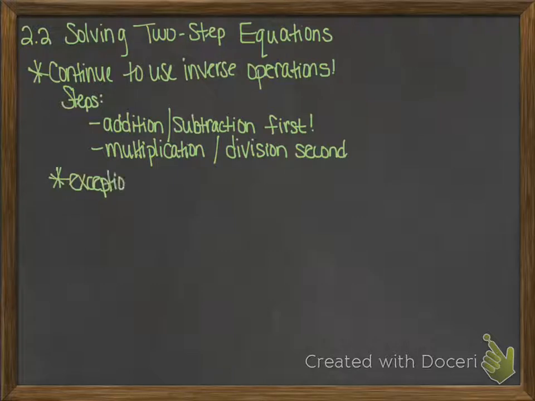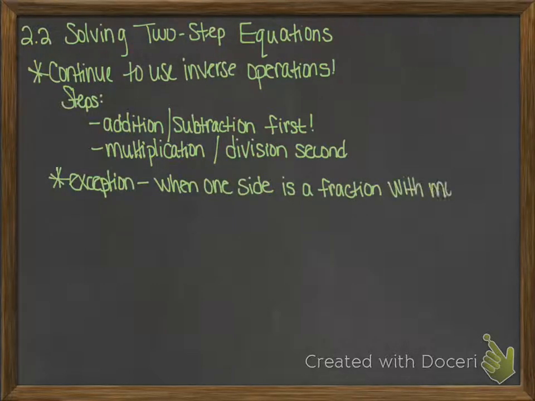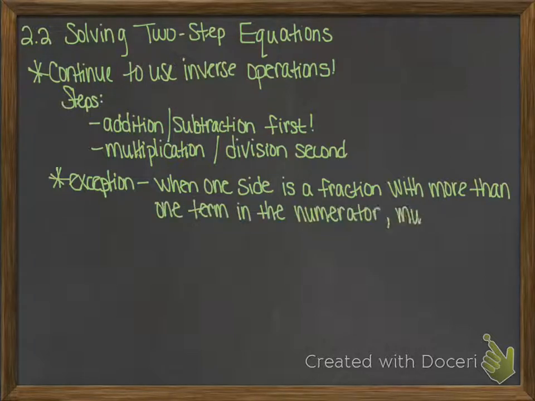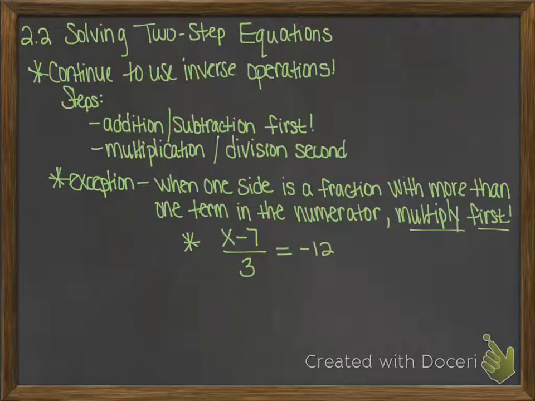There is one exception. If we have one side written as a fraction with more than one term in the numerator, we want to multiply first. That'll just eliminate that fraction. Okay, and we'll have an example of that so that it makes a little bit more sense. So right there, x minus 7 over 3 equals negative 12. The one side is a fraction. Alright, so let's look at our first example of two-step equations.